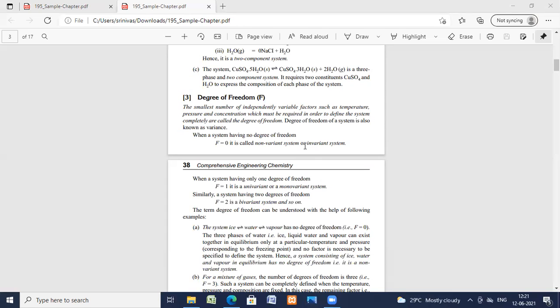Smallest number of independently variable factors such as temperature, pressure, concentration, which are required in order to define the system completely, are degrees of freedom.